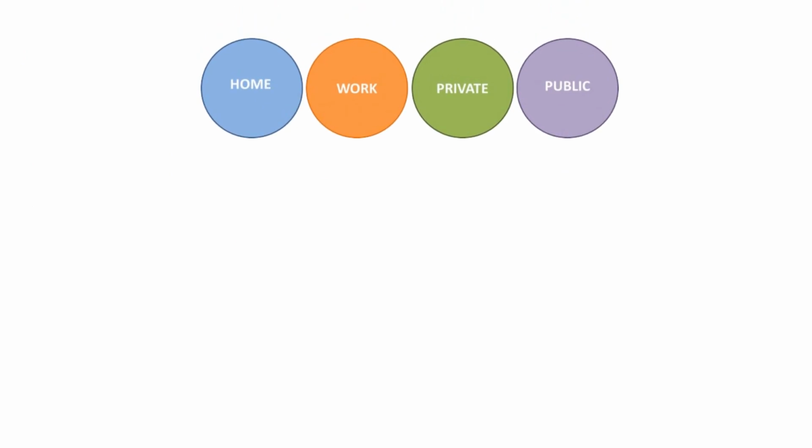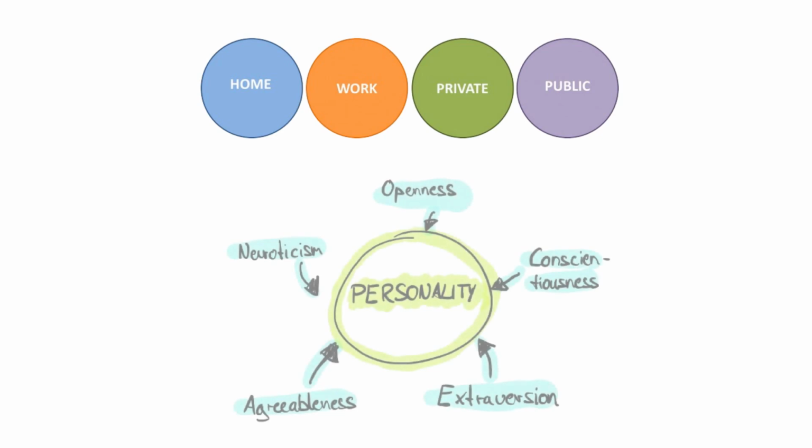Trait theory, another significant perspective in personality psychology, suggests that our personalities are composed of a set of traits, which are consistent patterns of thoughts, feelings, or behaviors that vary between individuals. These traits are relatively stable over time and across different situations.